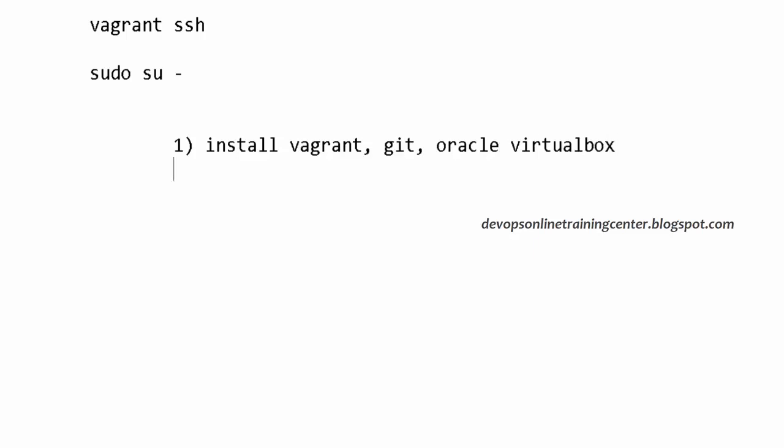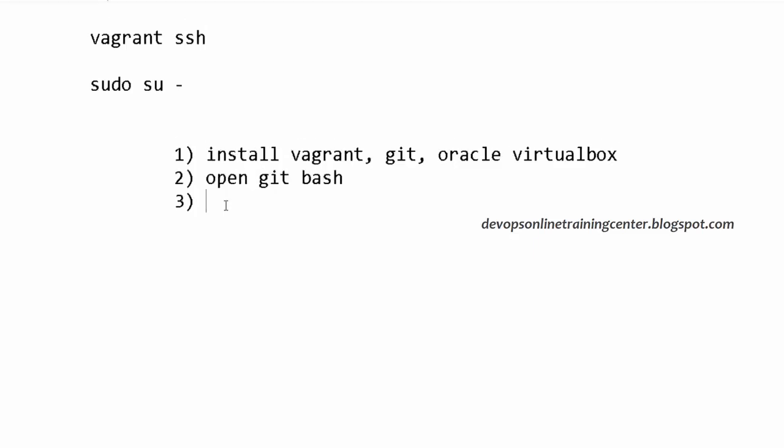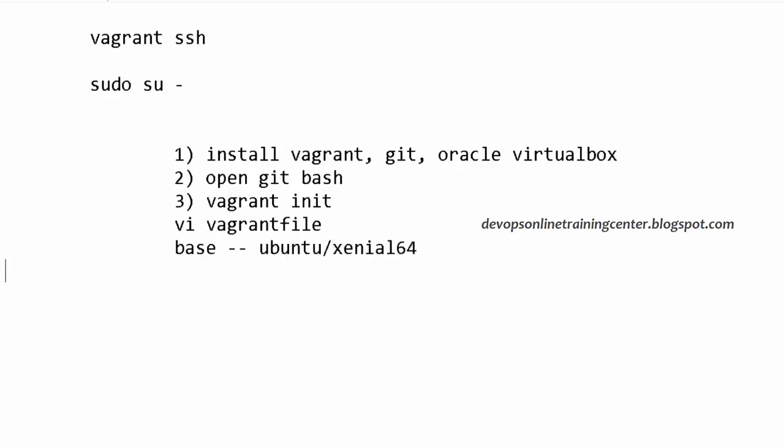If you are using a Windows machine, open Git Bash, just type git bash in the start menu. Before that, please make sure you have virtualization enabled and you have rebooted the machine. Then open Git Bash and say vagrant init. This will initialize and create the Vagrantfile. Open the Vagrantfile and change the base to Ubuntu Xenial 64 or Ubuntu Precise 64.